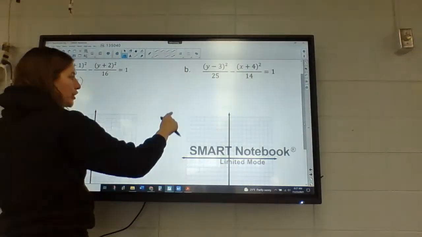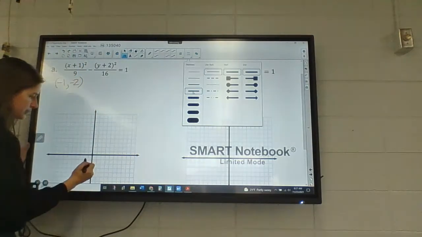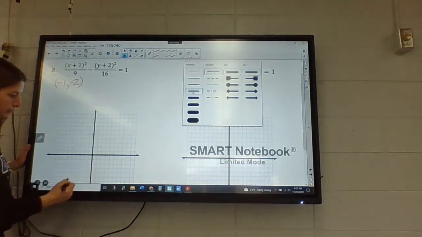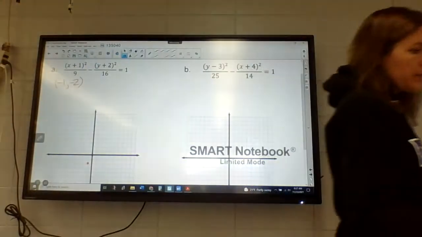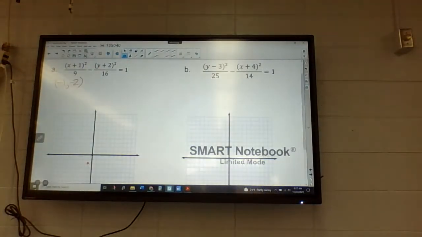So that's the center of our graph. Now this one, it's the x, so I need to go out, right? Left and right. The x is first. And I'm going to go out with that a value. Do you want to do foci first or vertices first?